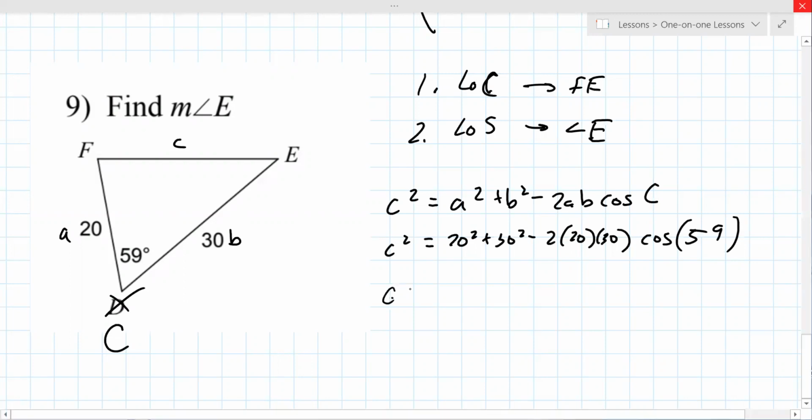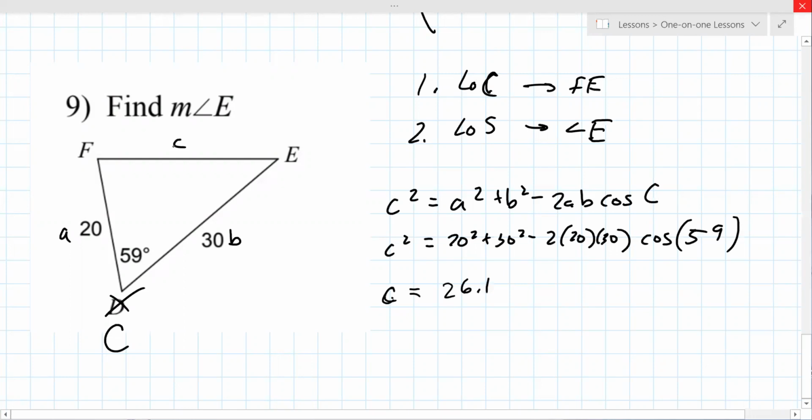What did you get here for C? For C. I'm still putting that in. Okay, yeah. 20 squared. It's 20 times 30 cosine 59. All right, so square root that. And I get 26.1. Okay, so 26.1, we'll call it.